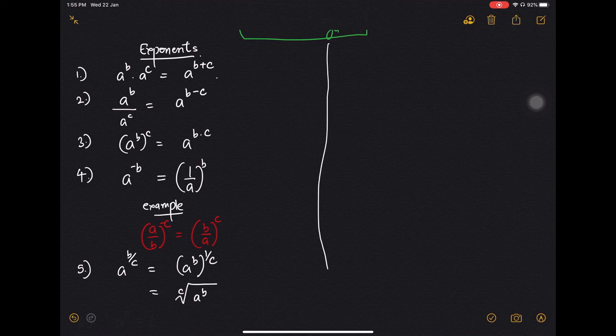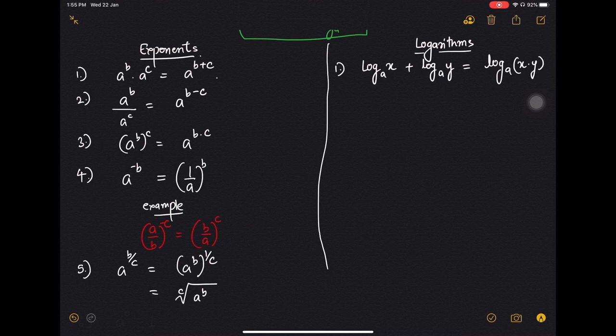Now we'll do the log rules, which are in some way related to the exponent counterparts of them. Rule number 1: when two logs of the same base are added, you get the same result by multiplying the input values of the two logs. This is exactly opposite to what we did in the first rule of exponents, where the exponents got added when the bases were multiplied.